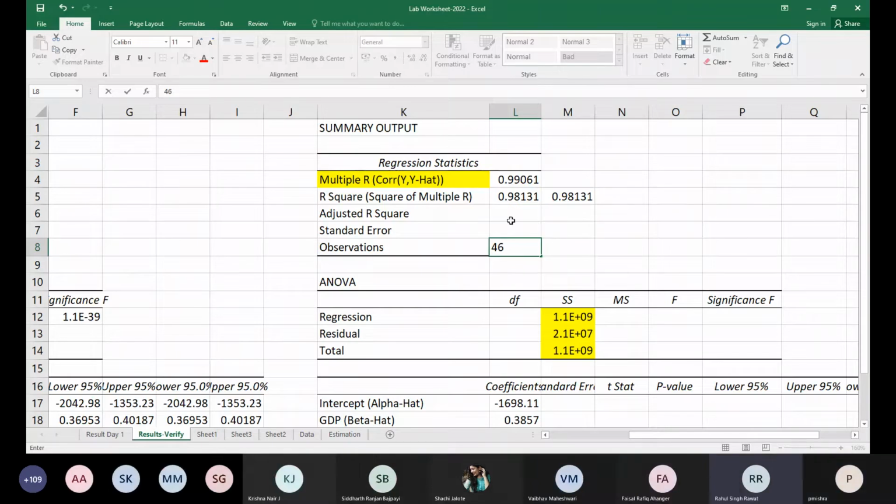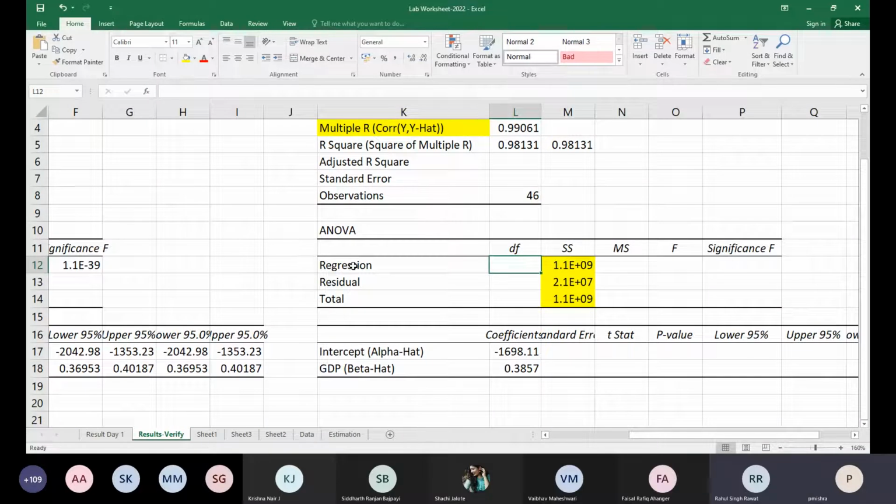And degrees of freedom, we know regression means.